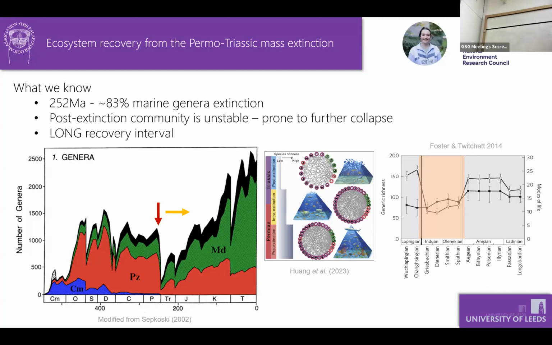We know from some other ecological modeling, well, we think we know, that the post-extinction communities, after we lose a lot of species, become unstable. So the way these interactions are now happening is prone to further collapse if you lose any more species. We don't know quite how long or how it happens, but the recovery interval is long. It takes a long time, with estimates from 5 to 50 million years for full recovery. 50 million years is the entirety of the Triassic, by the way.